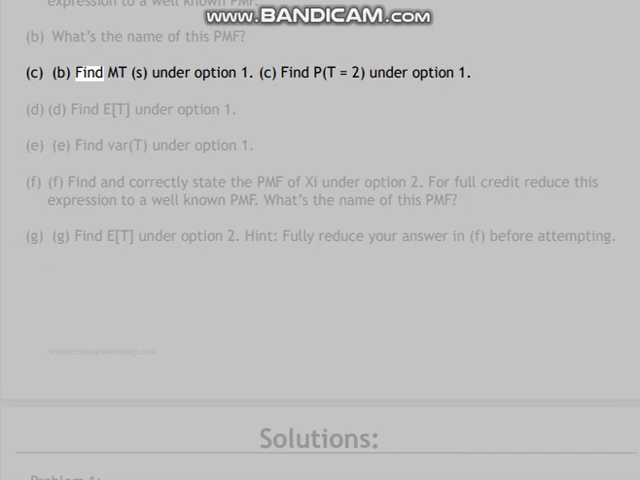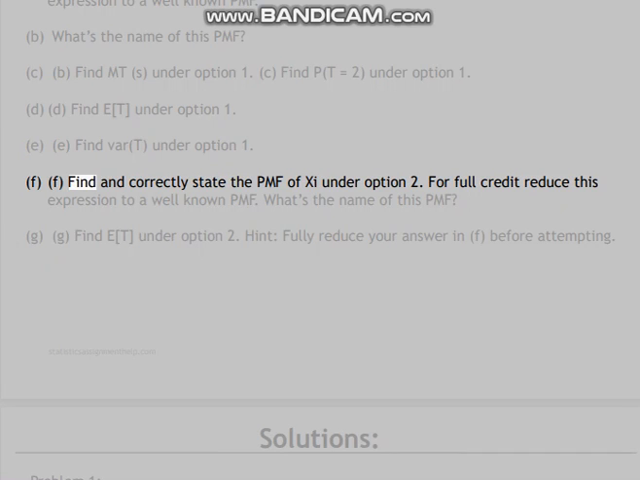C. Find the PMF of T under option 1. D. Find P(T equals 2) under option 1. E. Find E[T] under option 1. F. Find var(T) under option 1.